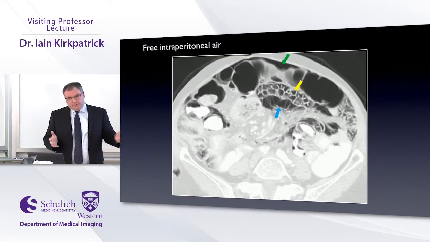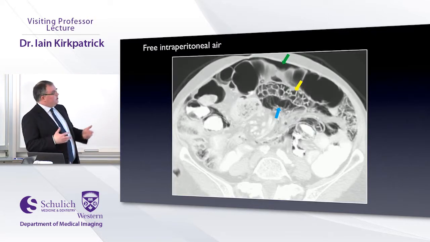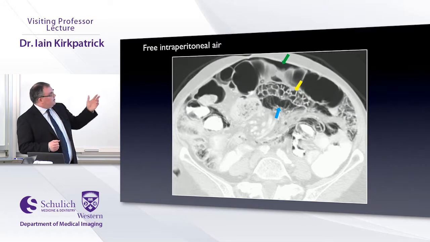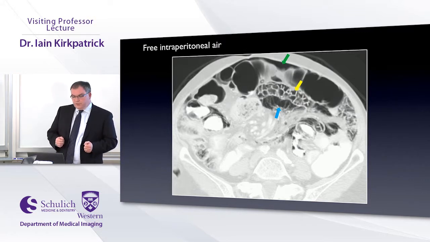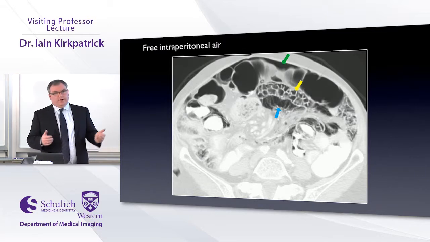Free air is not specific of ischemia at all, but it at least ends your search. In this case, you can see the pneumatosis shown by the yellow arrow, air dissecting through the mesentery shown by the blue arrow, and then frank free air shown by the green arrow.